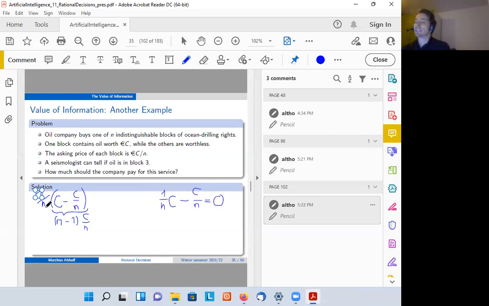So now we are hiring the seismologist, and he can tell us whether there's oil in block 3 or not. The first case is, there is oil in block 3, and the probability of that is 1/n, and the profit is C minus C/n. The second case is the seismologist says there's no oil in block 3, but then the chance of finding oil in the remaining blocks has increased. It used to be 1/n, but now it's 1/(n-1) because we could exclude block 3.